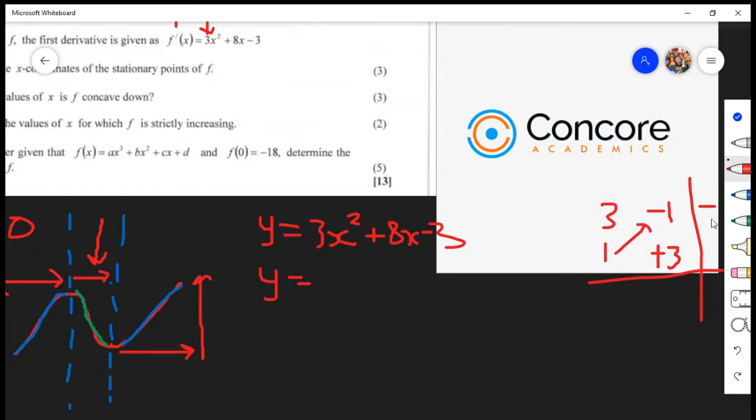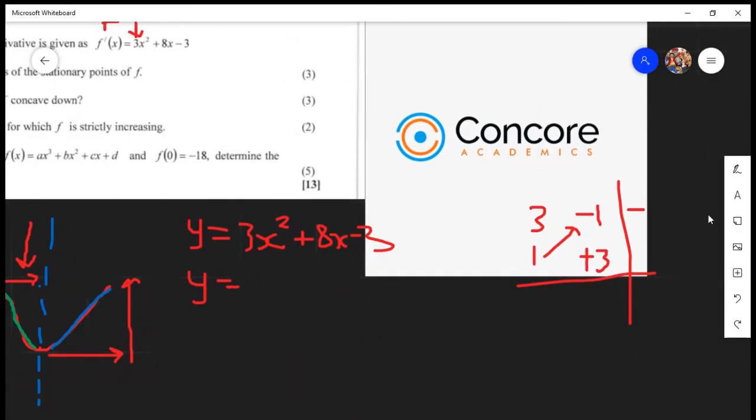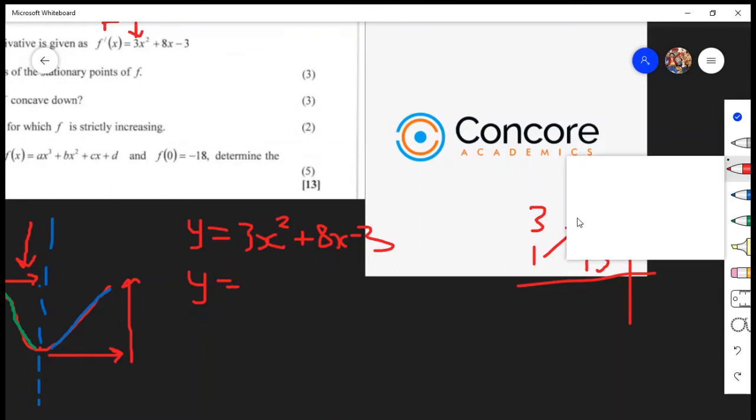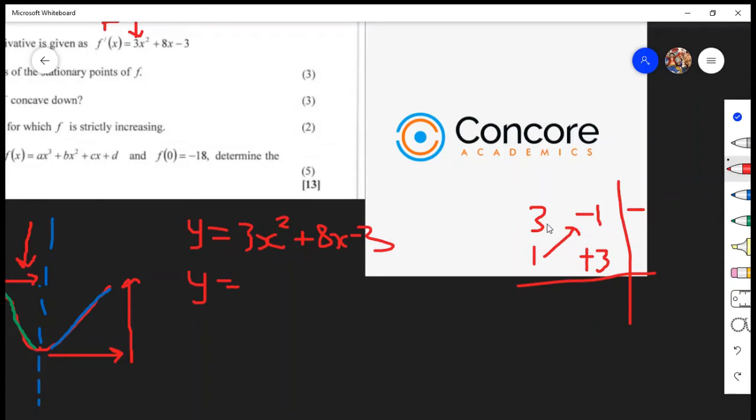And then we'll have 3 times positive 3, which is positive 9. And subtract those two, you get positive 8, which is what we want in the middle. So we'll have 3x minus 1 and x plus 3.